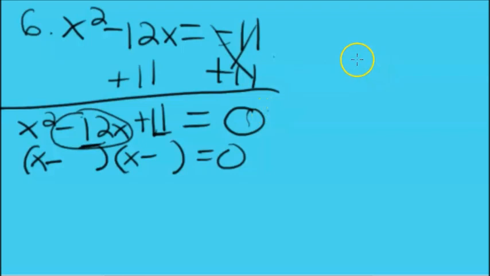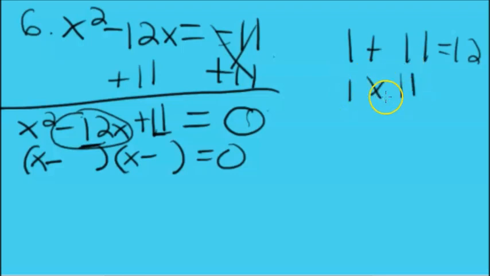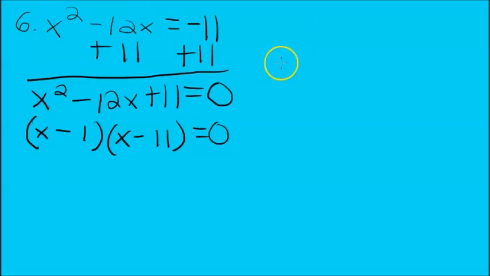So let's start with 1 and 11. So 1 plus 11 is going to equal 12. 1 times 11 is going to be 11. So let's see if that works. We have 1, 11. Okay, now let's check the factored portion to make sure that we got the correct factors.